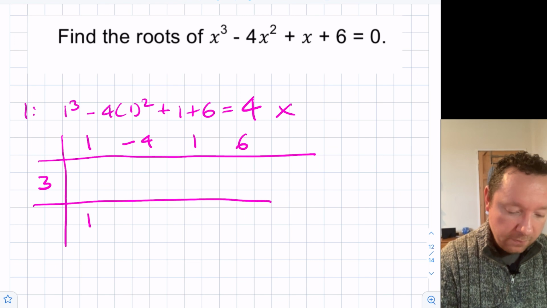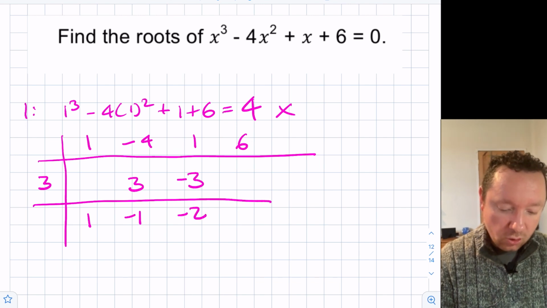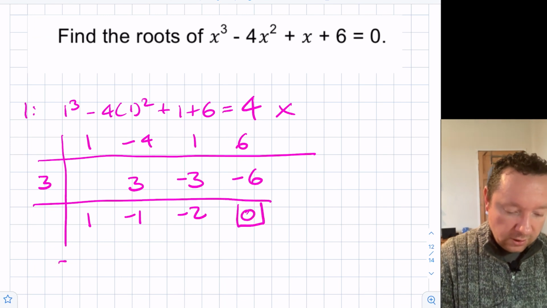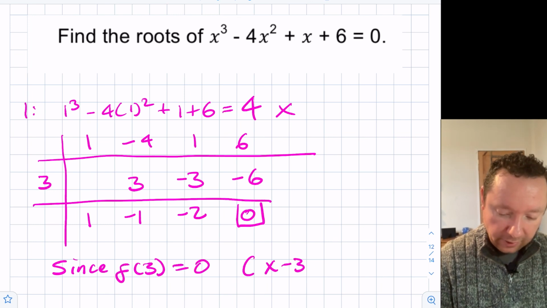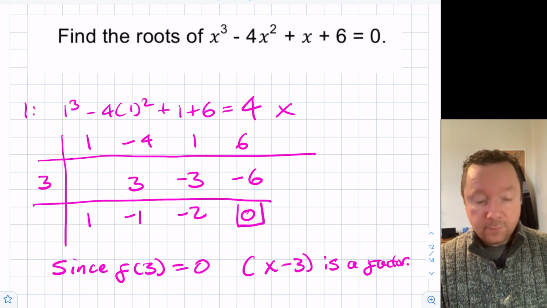So I'll get 1, 3 times 1 is 3, 3 minus 4 is minus 1, 3 times minus 1 is minus 3, add 1, I get minus 2, 3 times minus 2 is minus 6, add them together, I get 0. So since f of 3 equals 0, x minus 3 is a factor. Always need that statement when you're doing it, especially in an exam.